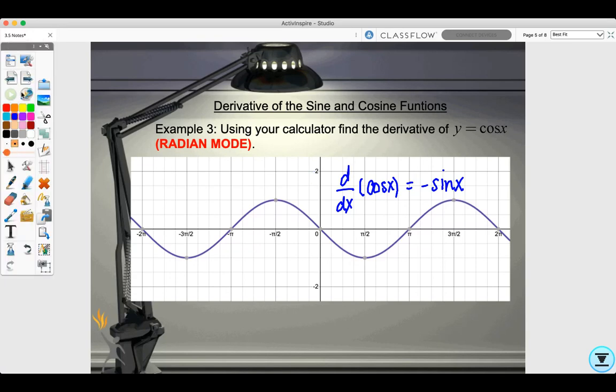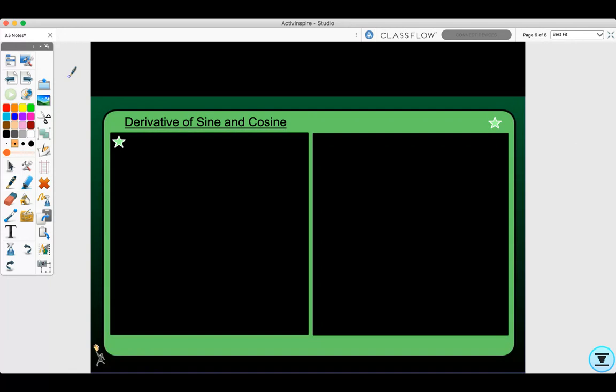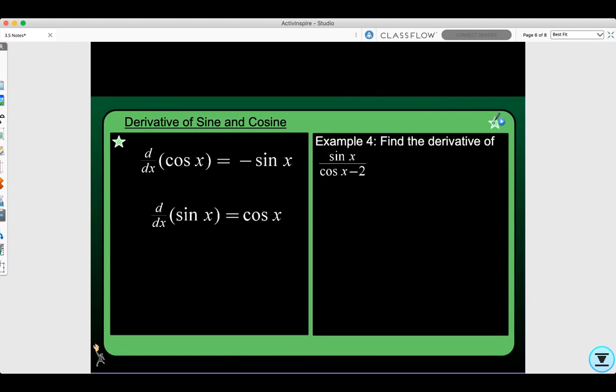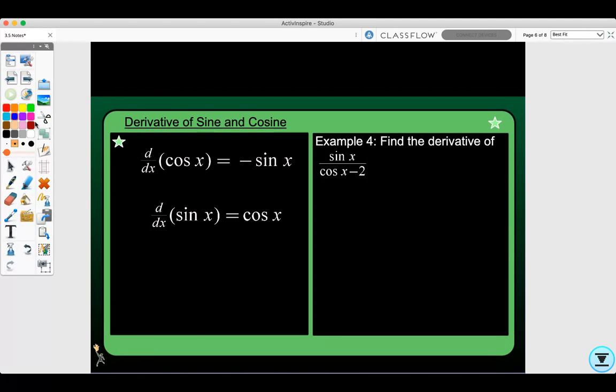We're not going to derive each trig one like we did with sine x, but you could do that with each of them. So we have established that the derivative of cosine x is negative sine x, and the derivative of sine x is cosine x. Let's look at this example. Find the derivative of sine x all over cosine x minus 2. So we need to find the derivative of this with respect to x.